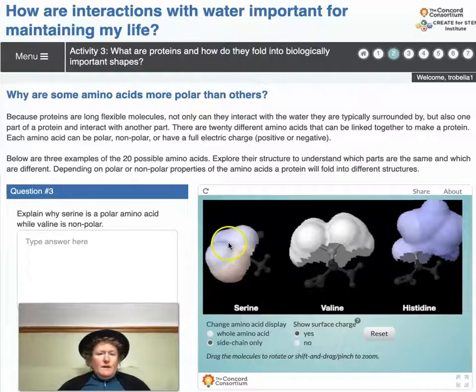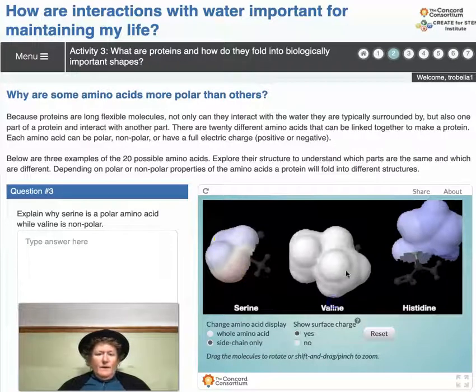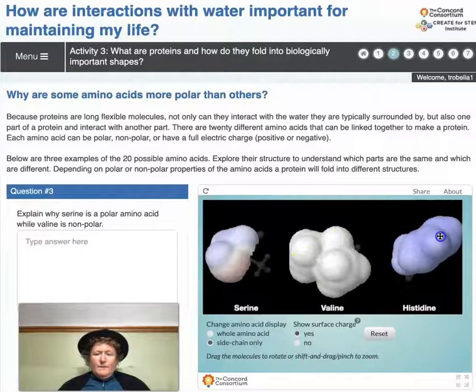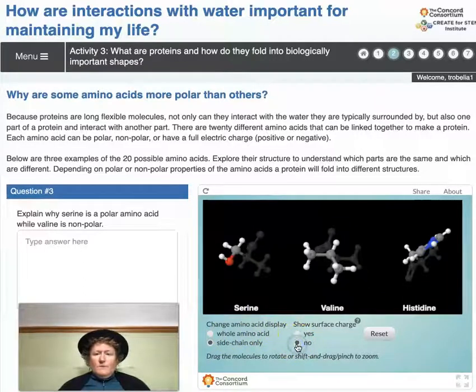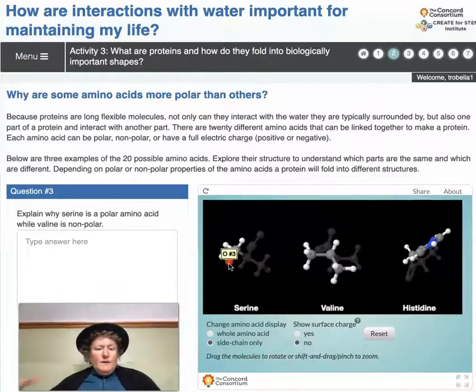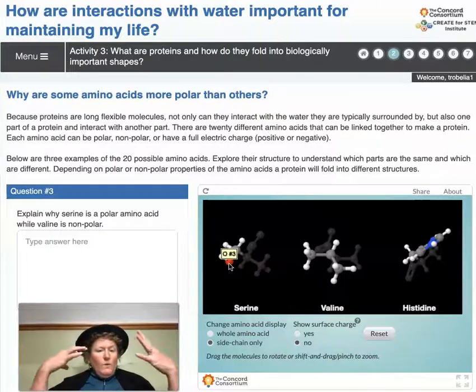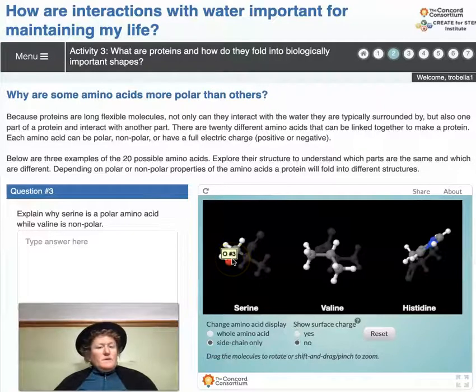Serine looks like it has a lot of negative, that's the blue, and some positive. Valine doesn't look like it has any charge, and histidine is very negative. So if we take the surface charge off, we can look at some of the reasons for these surface charges. Serine has an oxygen here, which we know is very electronegative and kind of likes to hog or hold the electrons on its side of the bond. So it becomes negative. So that can affect the polarity of the protein.